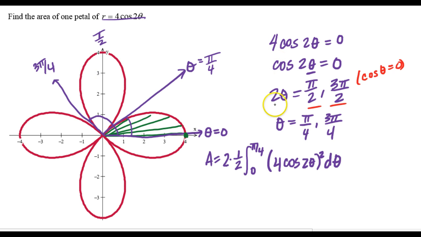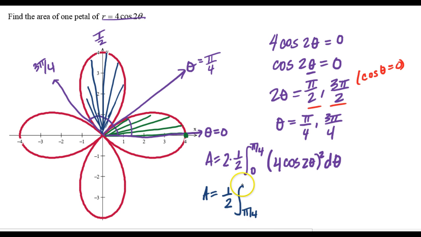But because when we found our polar zeros, we actually happen to find this other angle right here, if I extend from pi over 4 to 3 pi over 4, then I'm finding all of these sectors in another petal, which is, because of symmetry, equivalent. So another way I could set up the area formula is 1/2 the integral from pi over 4 to 3 pi over 4 of 4 cosine 2 theta squared d theta.